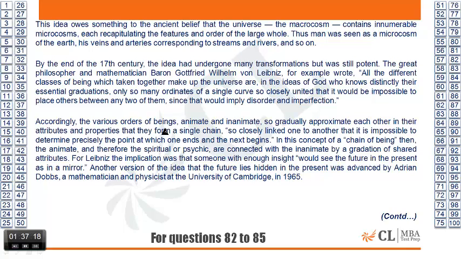That is a vague sentence. Let's chuck that sentence. Let's carry on. Accordingly, the various orders of beings, animate and inanimate, so gradually approximate each other in their attributes and properties that they form a single chain. That's what he's saying. All are connected.